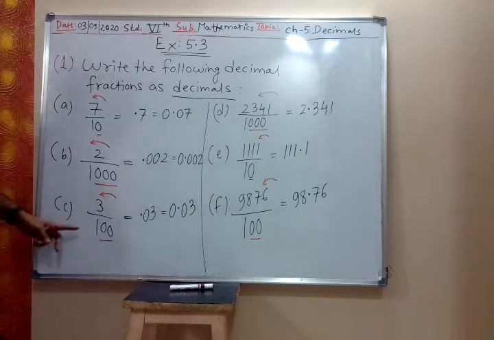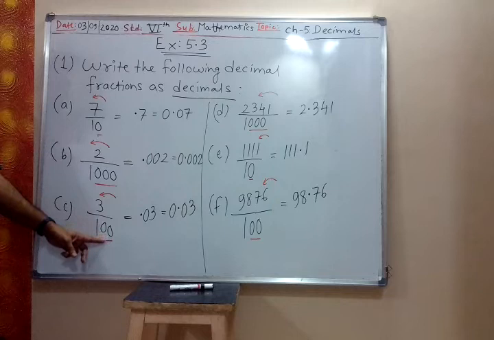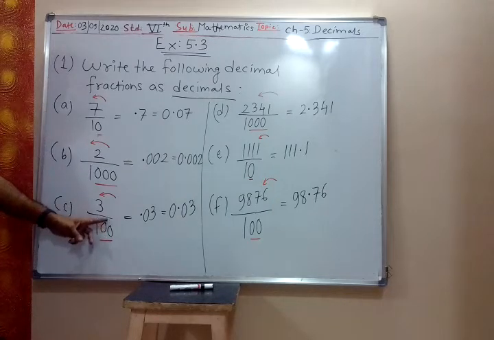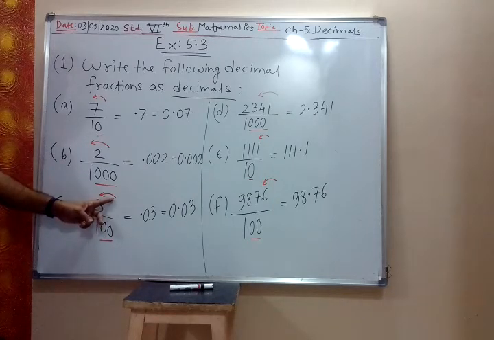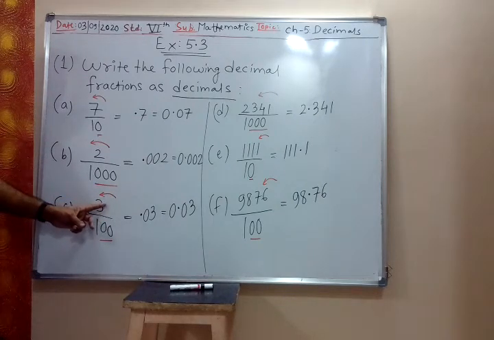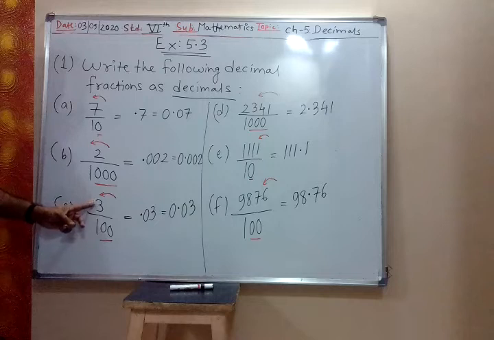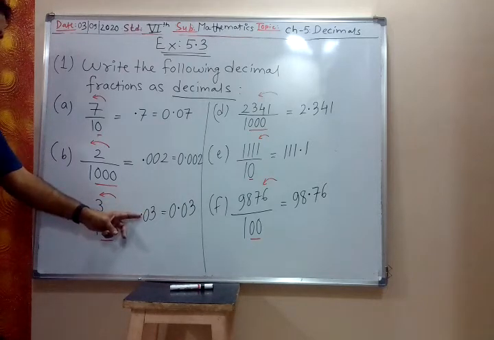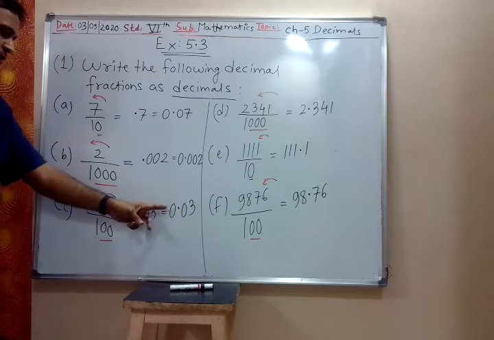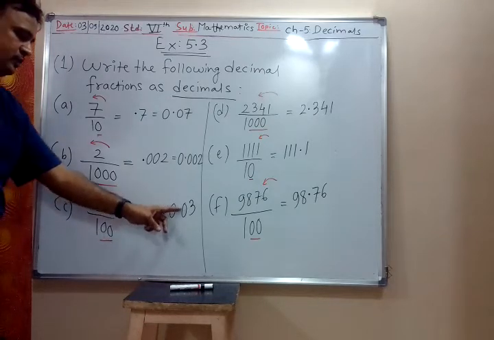3 upon 100. There are 2 zeros in the denominator. So now I will start from right and put the decimal after 2 digits. So 3, 0, put the point. So 0.03. Before point there is no digit, so I can take 0. So 0.03 I can write 0.003.